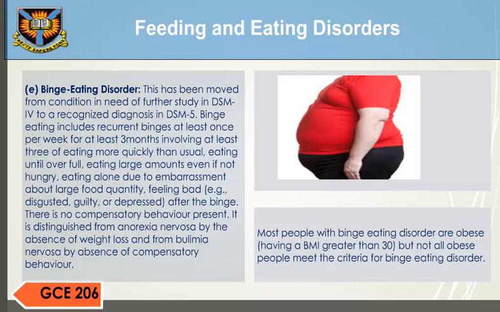It is distinguished from anorexia nervosa by the absence of weight loss, and from bulimia nervosa by absence of compensatory behavior. Most people with binge eating disorder are obese, having a BMI greater than 30, but not all obese people meet the criteria for binge eating disorder.